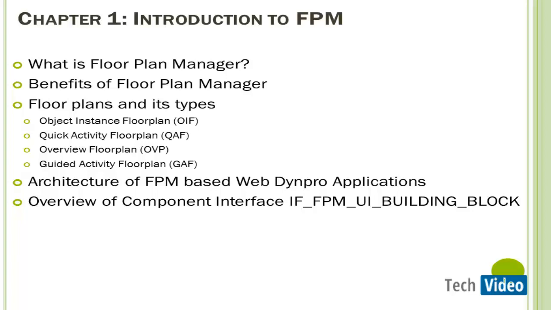And also I'll be talking about the floor plans and different types of floor plans that are available in Floor Plan Manager. Object Instance Floor Plan, that's OIF. Quick Activity Floor Plan, that's QAF. Overview Floor Plan, that's OVP. Guided Activity Floor Plan, that's GAF. So these are the 4 different floor plans that are available in Floor Plan Manager, and we'll be discussing what each floor plan is all about and what are the differences among these floor plans.